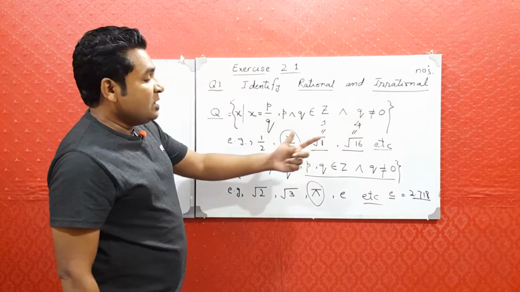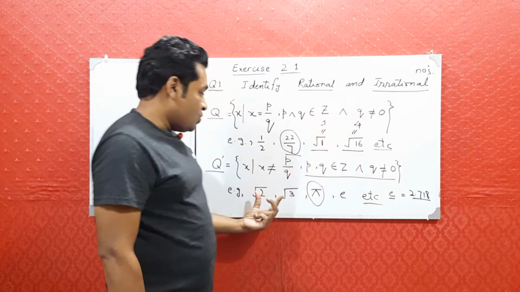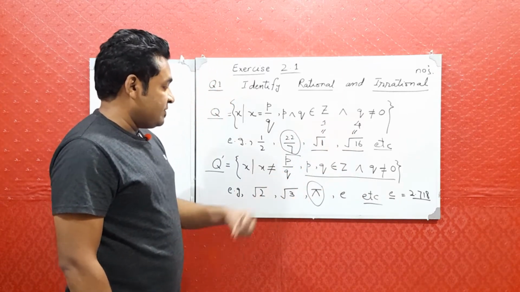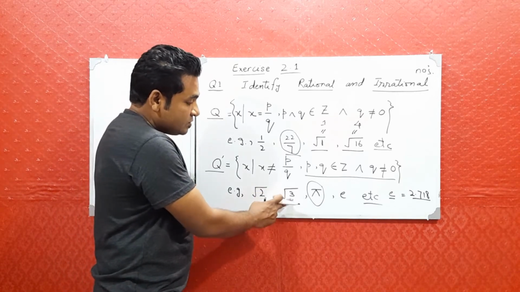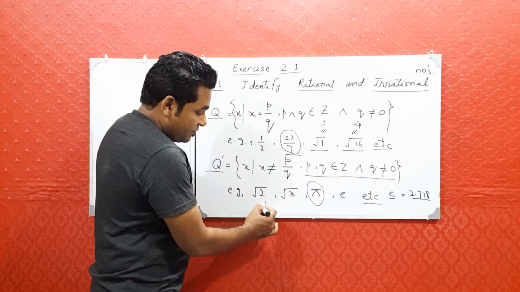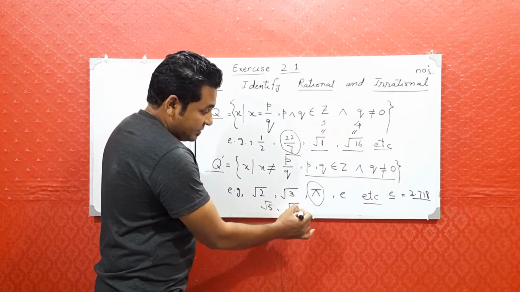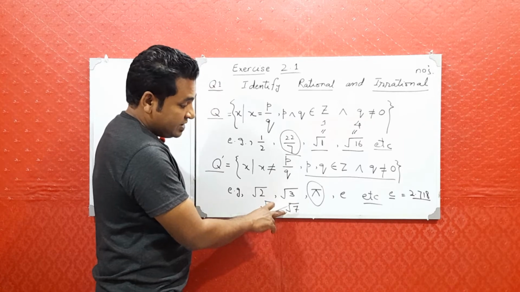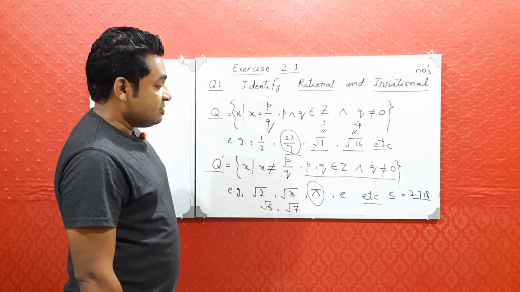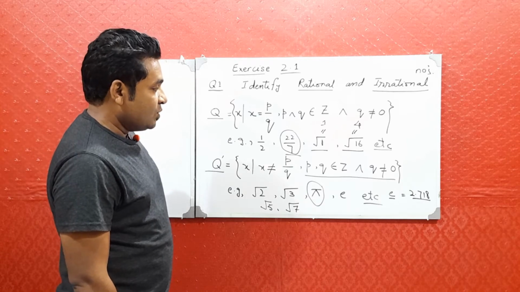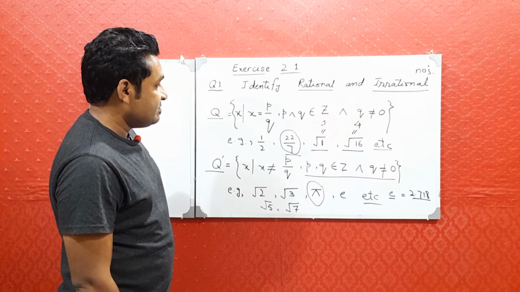So square roots of perfect squares are rational, but all those numbers which are not perfect squares, like 2 is not a perfect square, 3 is not a perfect square, square root 5, 7 you know is not a perfect square, and if the square root is on them, then these are all examples of irrational numbers. So I hope the definitions of rational number and irrational number are clear.